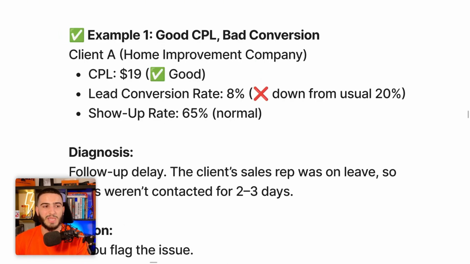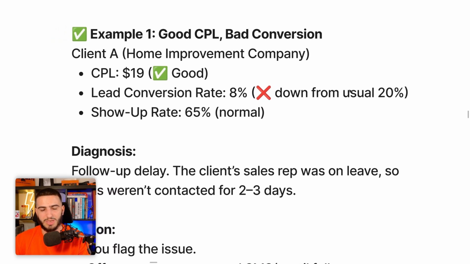It turns out because they have a lead conversion rate, and once again, you're going to have to change this depending on your specific situation. But in this case, there's a follow-up delay. So the client's sales rep was on leave, so the leads were contacted after 2 to 3 days. But this basically allows you to immediately red flag clients and get an understanding of, okay, this guy is performing not well. Let's figure out why this specific client isn't performing that well in one of our key metrics.